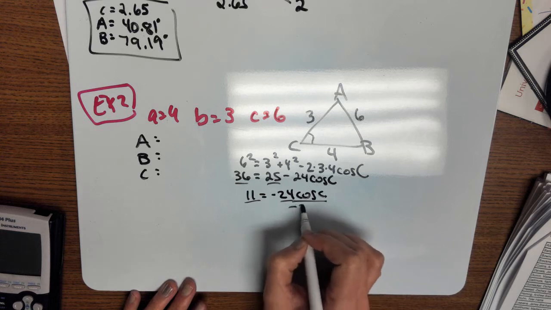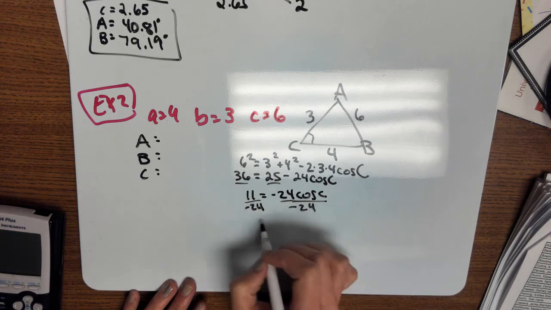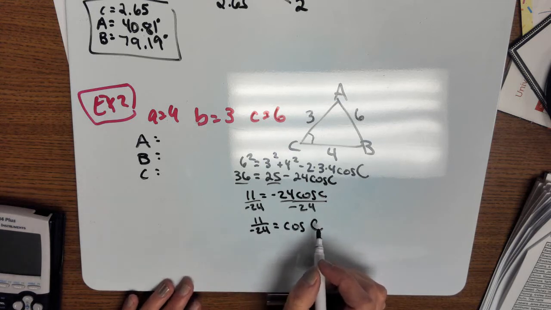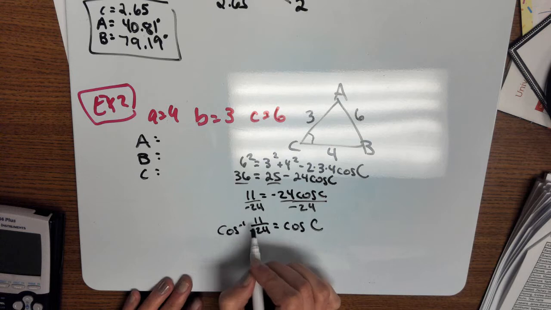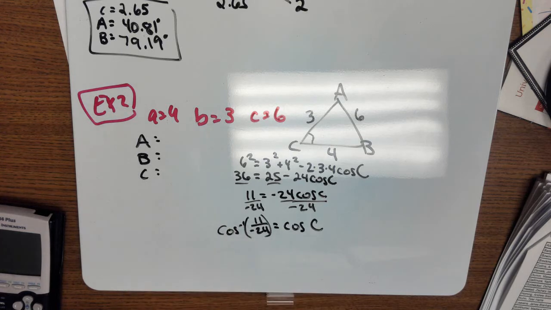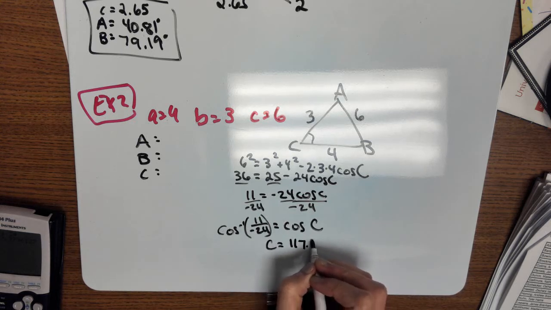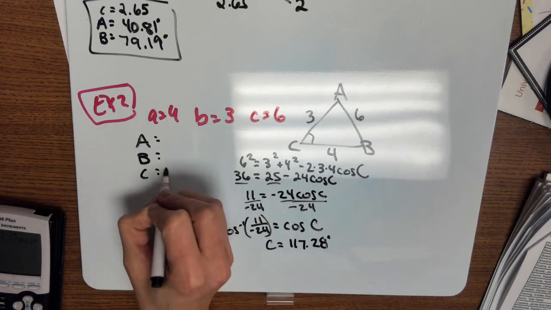Divide by negative 24. And that's going to leave, you could type that in, I'm just going to leave it, because when you see what we've got here, cosine of C, that tells me if I do inverse cosine of 11 over negative 24, that's going to give me angle C to be 117.28 degrees. So I'm going to put that over here.